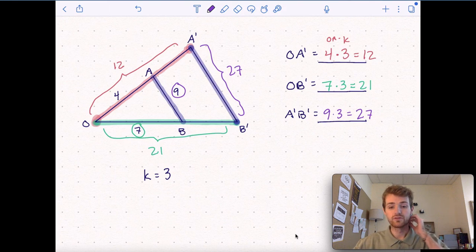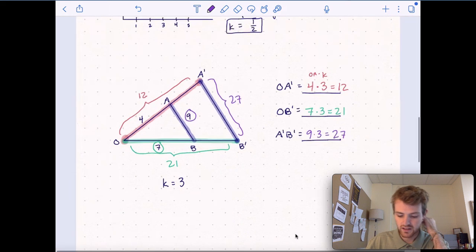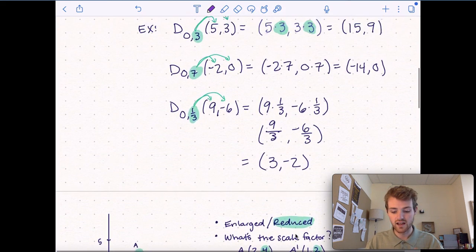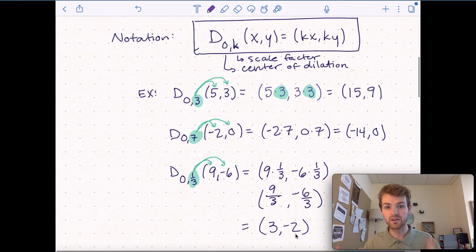That's all I have for you for 6.3. We talked about dilations, we talked about it on a graph, and we talked about how you can figure out where points will end up using this notation.